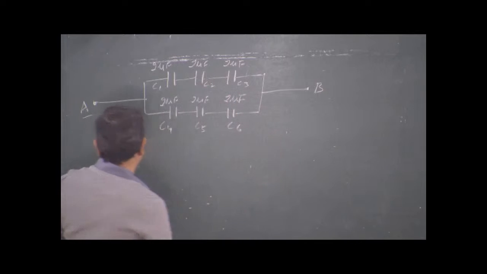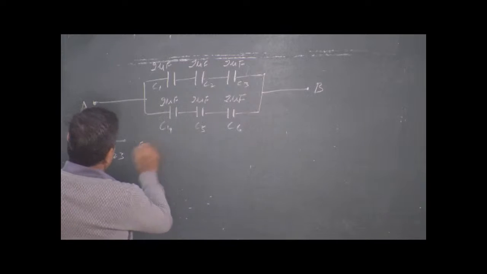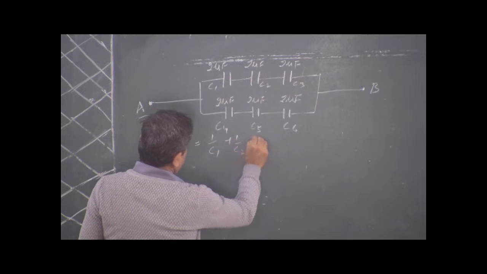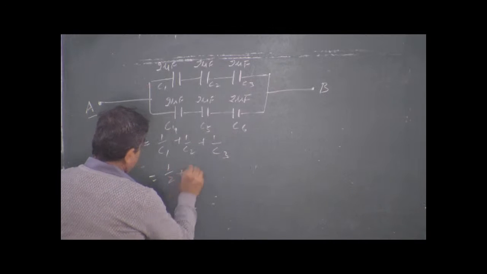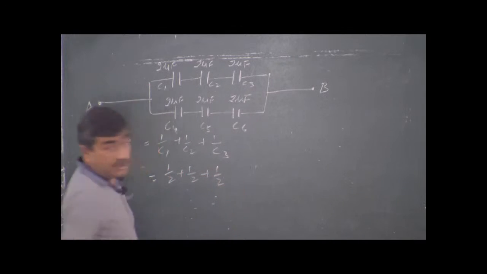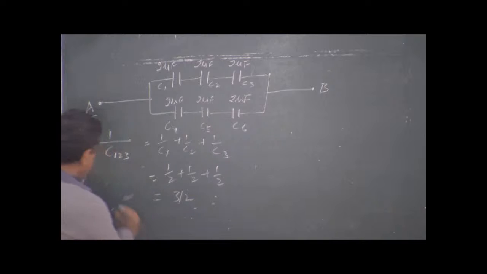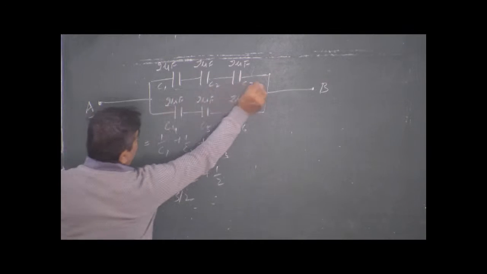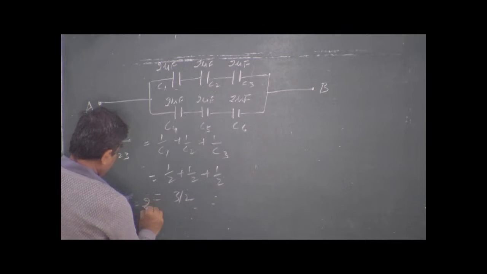तो सीरीज कॉम्बिनेशन में क्या होता है, 1 upon C123 will be equal to 1 upon C1 plus 1 upon C2 plus 1 upon C3. So it will be equal to 1 by 2 plus 1 by 2 plus 1 by 2. So this will come out to be 3 by 2. अब C123 कितना हो जाएगा, ये तो आया आपका 1 upon C123. So C123, capacity of these capacitors, will be equal to, यदि 3 by 2 थी तो जवाब हो जाएगी 2 by 3.